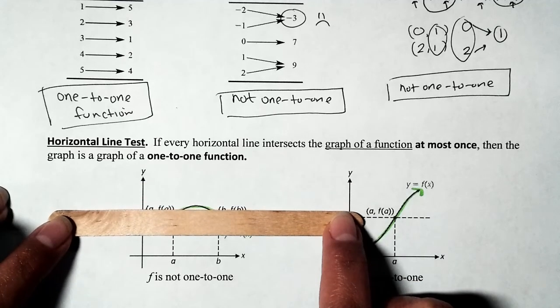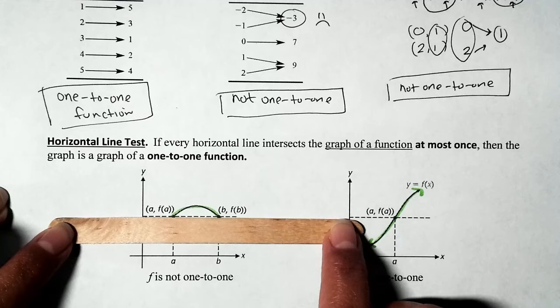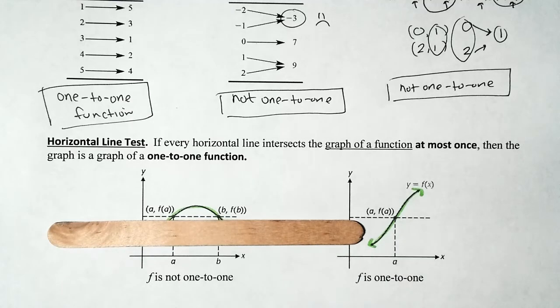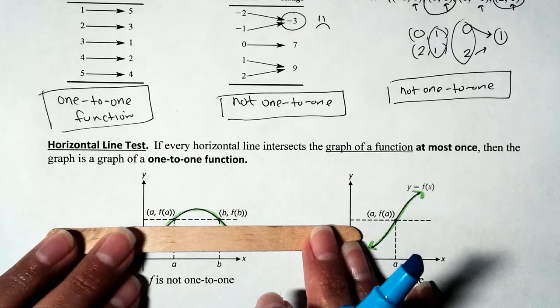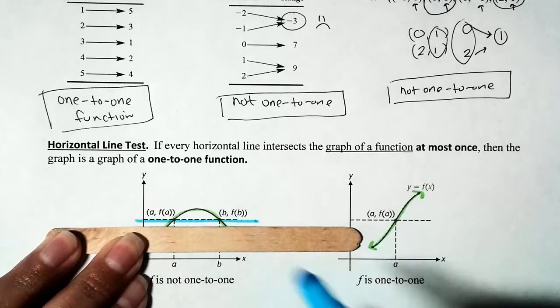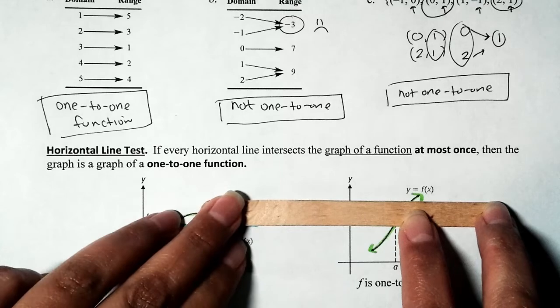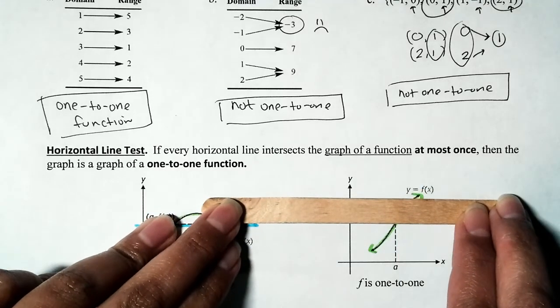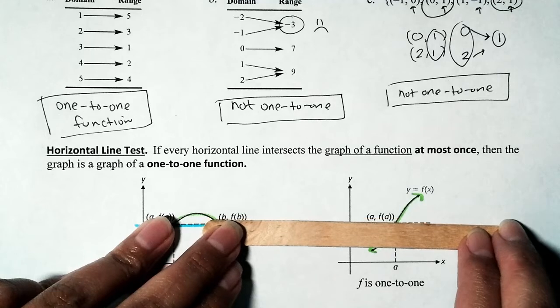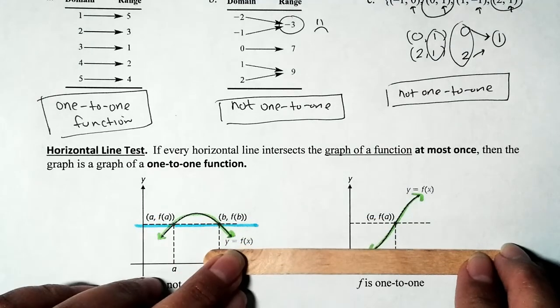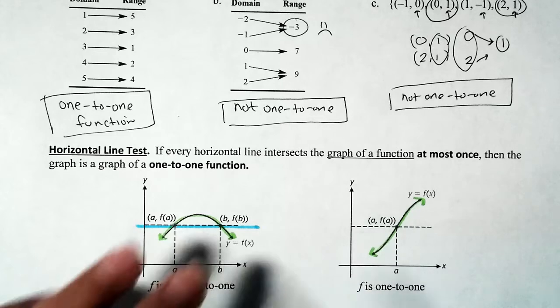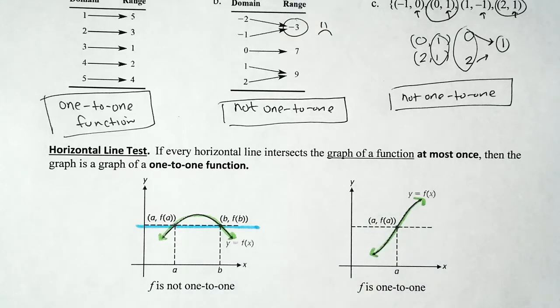Okay, so let's take our horizontal line, slide it down, and hopefully it doesn't touch the graph in more than one place at any given time, and in this case, it does. Because this horizontal line touches the graph in more than one place at a given time, this graph is not the graph of a one-to-one function. What about the graph on the right? Let's take our horizontal line, slide it down or up, and we notice that the horizontal line does not touch the graph in more than one place at any given time. So this does represent the graph of a one-to-one function.